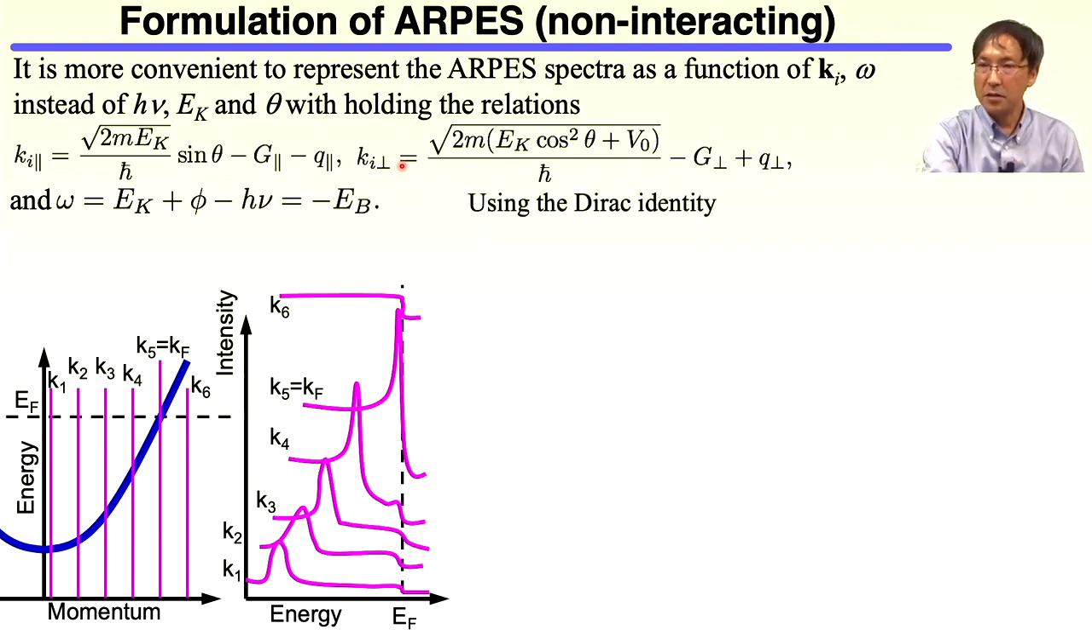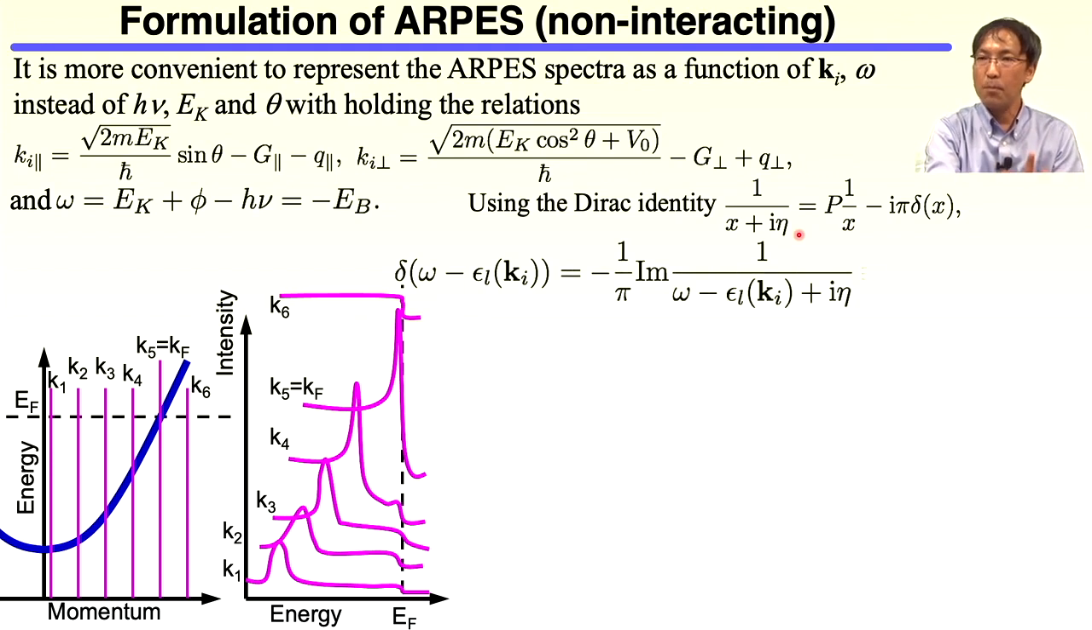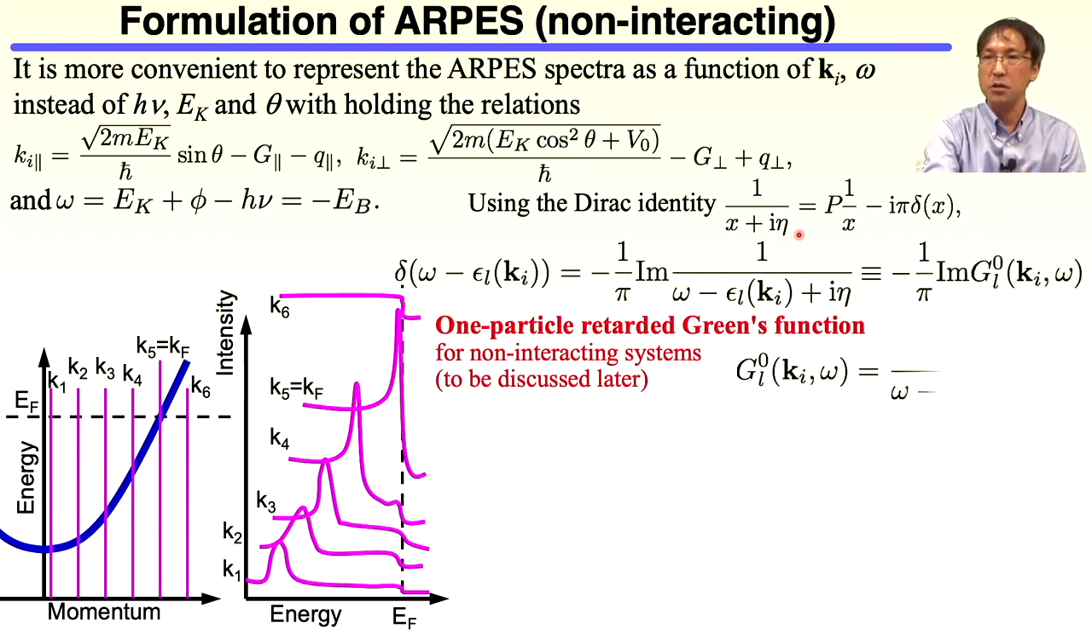Using the Dirac identity, the delta function is expressed as the imaginary part of this complex function, where eta stands for a tiny positive number, in other words, infinitesimal. This complex function is equivalent to the one-particle retarded Green's function for non-interacting systems. Namely, the ARPES spectral function is equivalent to the imaginary part of the one-particle Green's function, which has an important role in the theoretical field of strongly correlated electron systems.